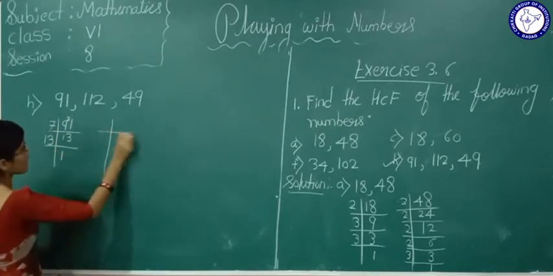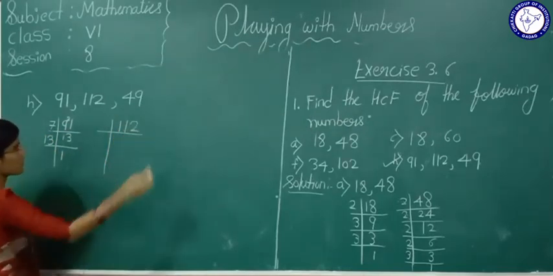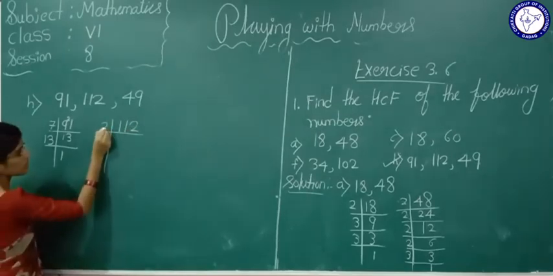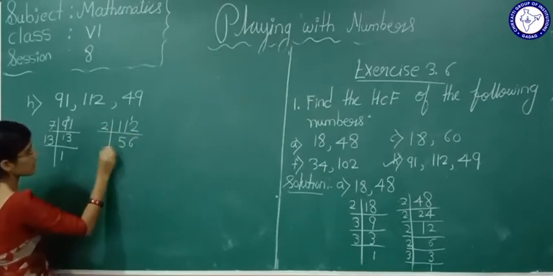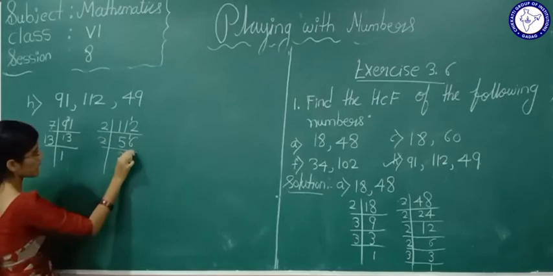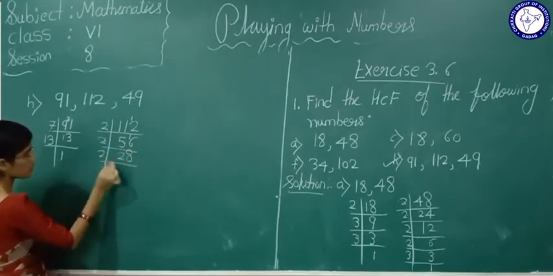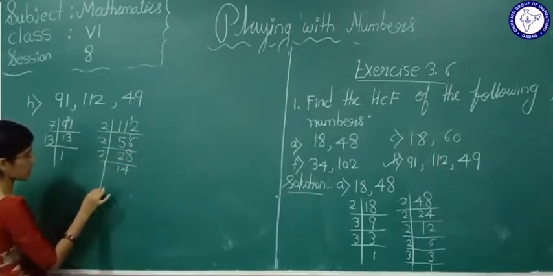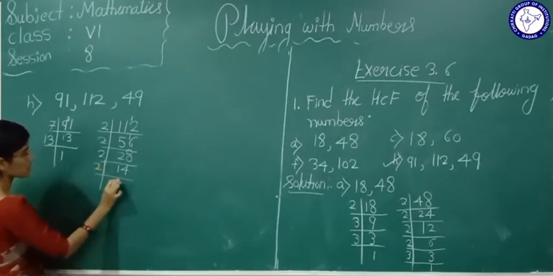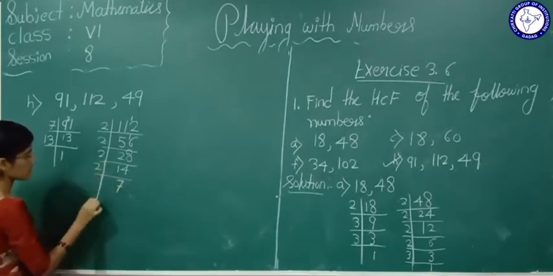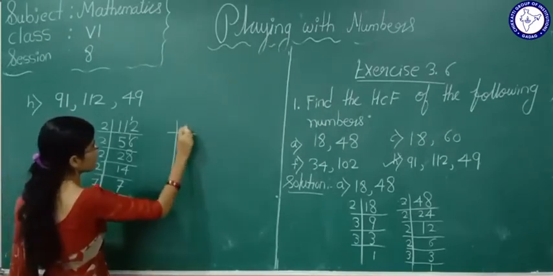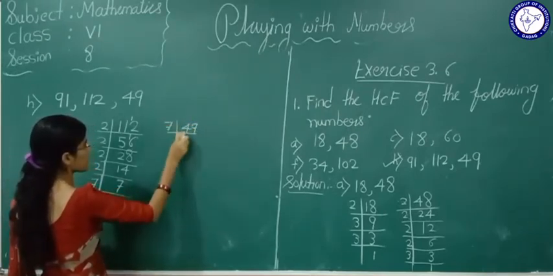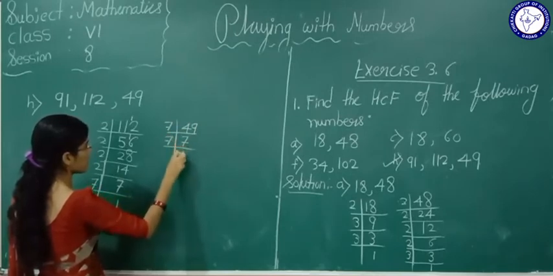Now do the prime factorization of 112. Now see here, 2 5s are 10, 1 remaining. 2 6s are 12. 2 2s are 4, 1 remaining. 2 8s are 16. 2 1s are 2, 2 4s are 8, right? Next 2 7s are 14. This 7, 7 1s are 7. So what about 49? 7 7s are 49, 7 1s are 7.